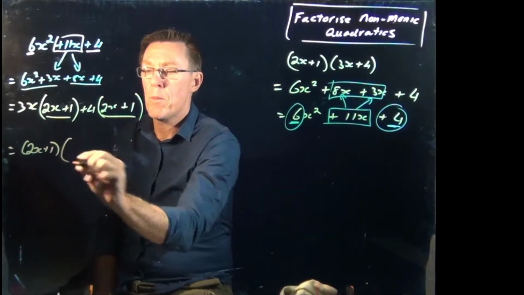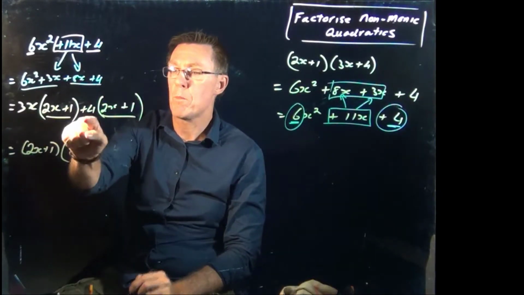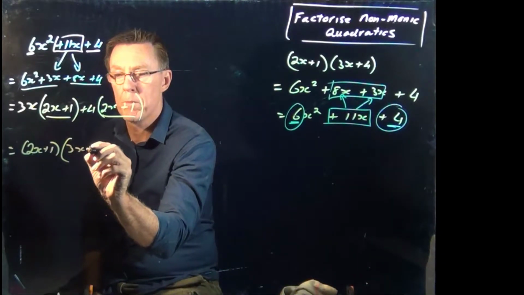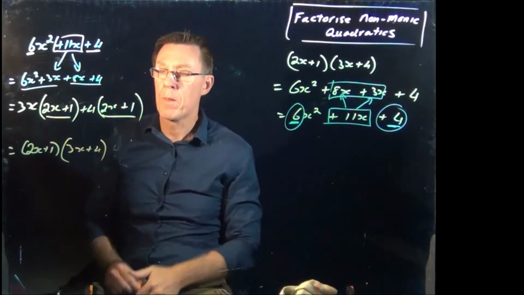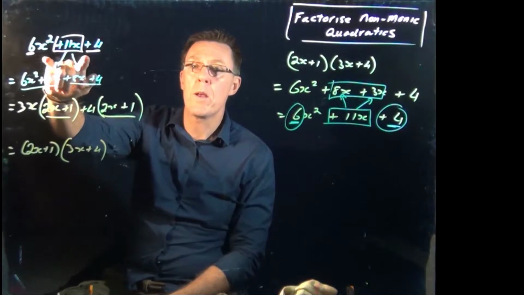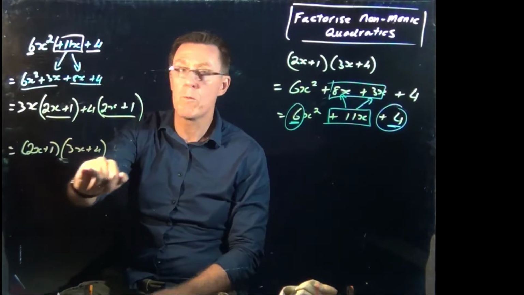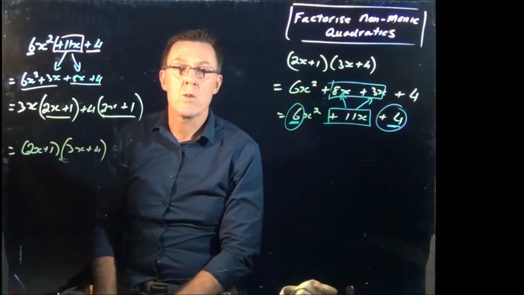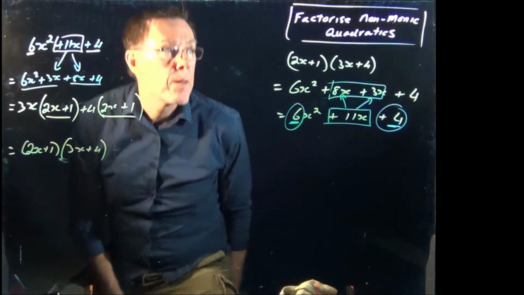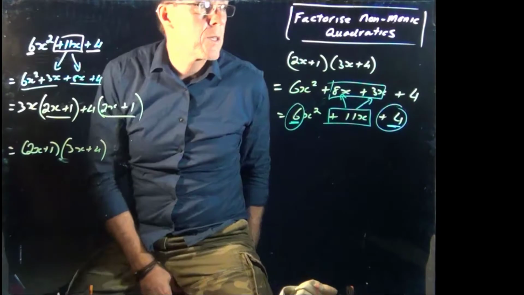I'll leave everything else out the back as a multiplier. 3x plus 4. Voila. I've turned the expanded quadratic and put it into its factorised form. 2x plus 1, 3x plus 4, just like I said it should be. So that's factorising non-monic quadratics.